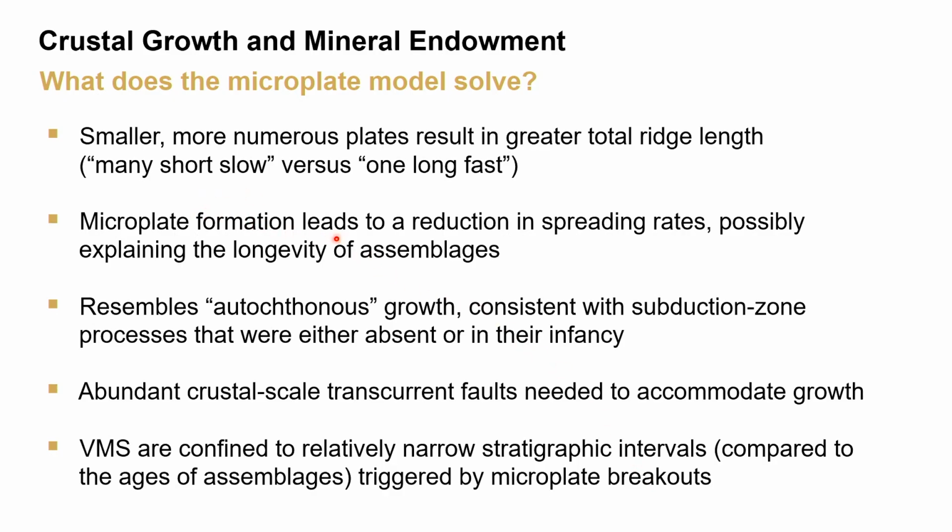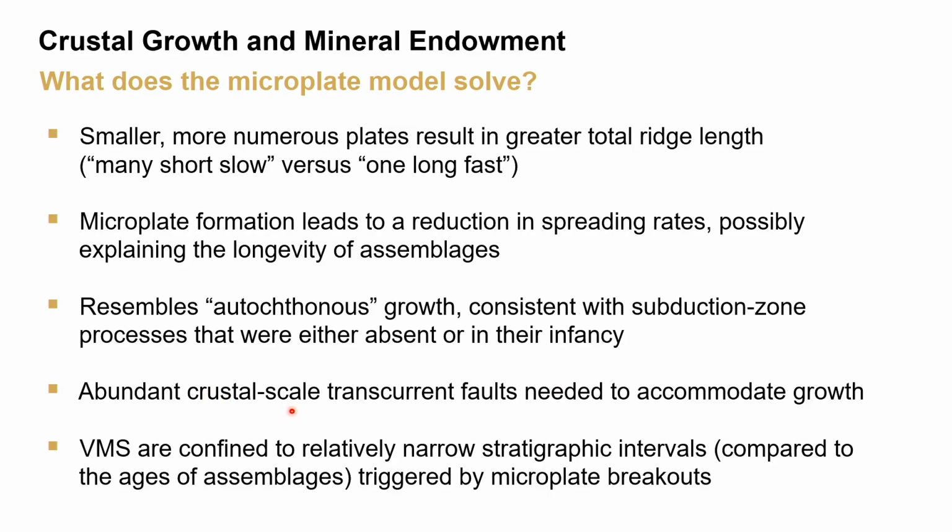The microplate formation also leads to a reduction in spreading rates. So the more spreading centers you have, the slower they have to move in order to create the crust that's being created. And this slowness might explain the longevity of some Archean assemblages. The way that the plates grow is analogous to autochthonous growth, which is what we've heard about earlier, yesterday, I guess it was, which is consistent with an environment where subduction zone processes were either absent or were in their infancy or were going full steam. Take your pick, doesn't matter, microplates don't care.